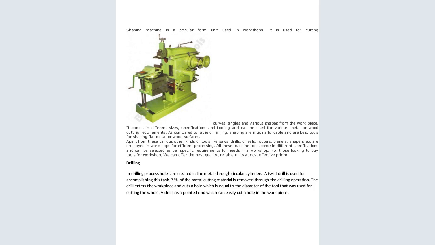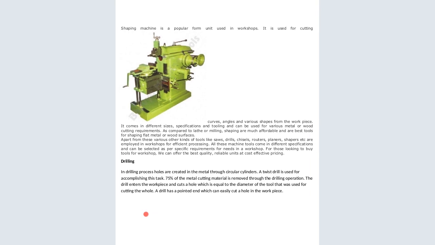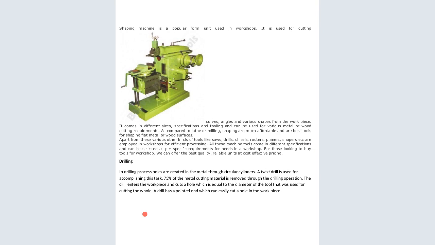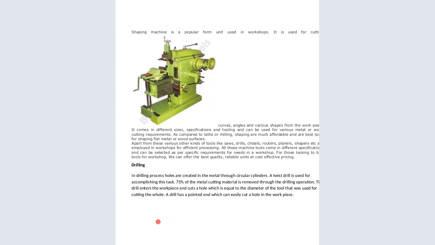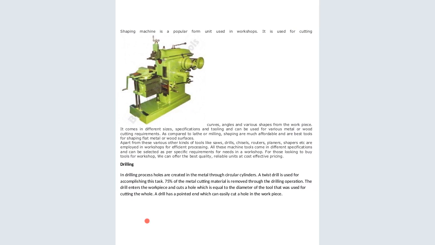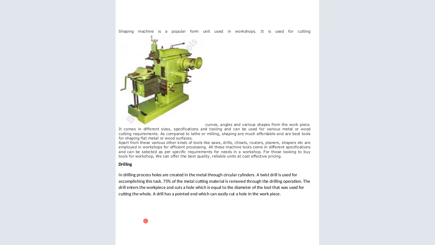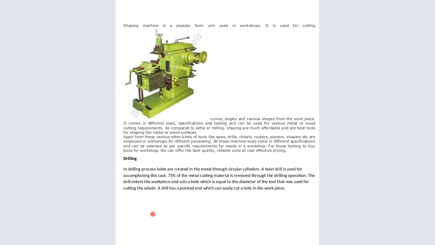Another type of tool that we have is the drilling tool. And the drilling tools are here. In the drilling process, holes are created in the metal through circular cylinders. A twist drill is used for accomplishing this task. 75% of the metal cutting material is removed through the drilling operation. The drill enters the workpiece and cuts a hole which is equal to the diameter of the tool that was used for cutting the hole. A drill has a pointed end which can easily cut a hole in the workpiece.